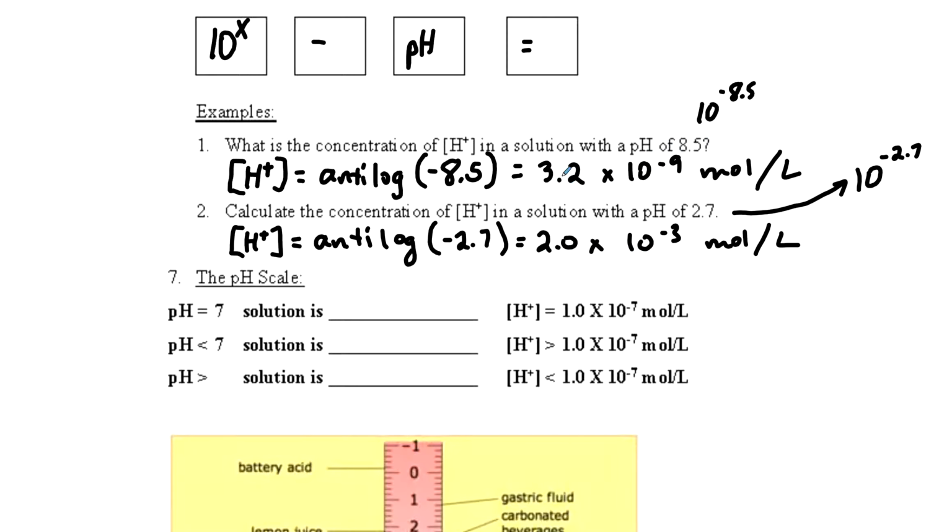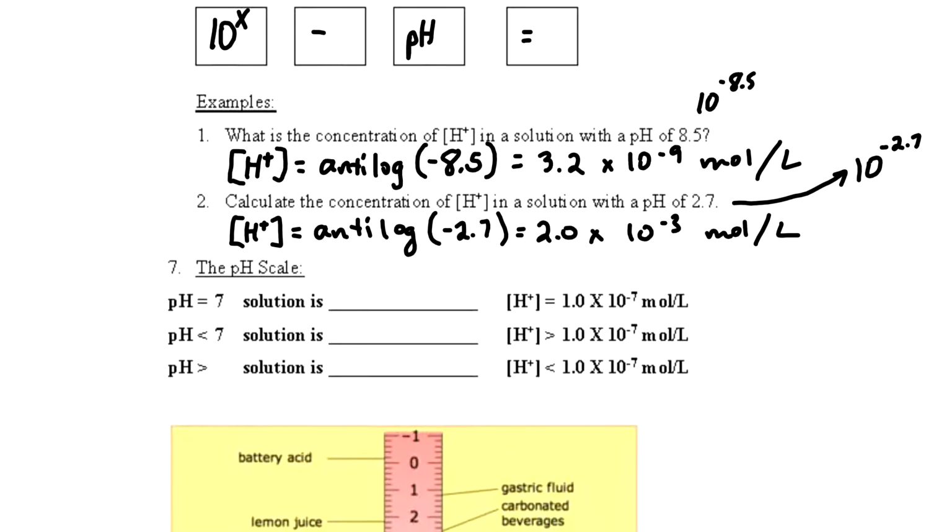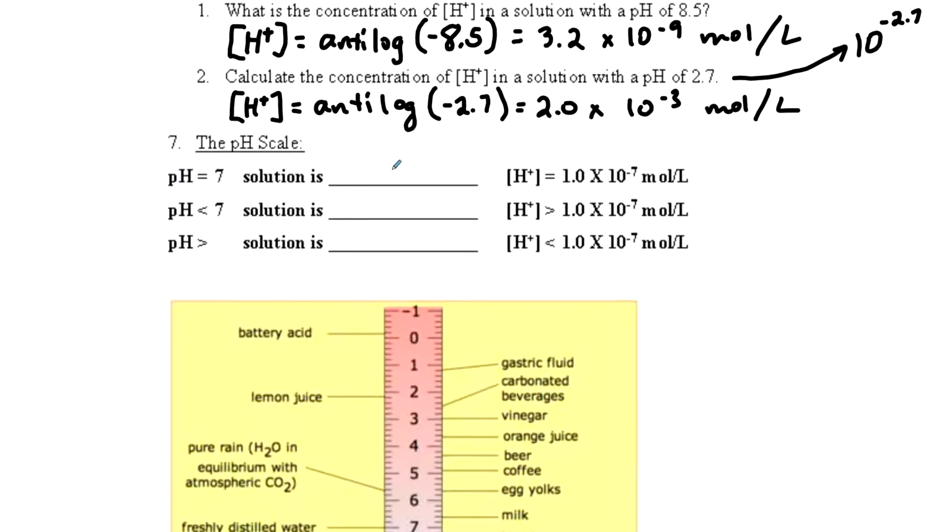It's a much lower concentration of H plus. So this would have a higher concentration of OH minus, and this one would have a lower concentration of OH negative. So the pH scale, you kind of know this already, but a pH of 7 is a neutral solution. Okay, so your hydrogen ion concentration is 1 times 10 to the negative 7 exactly.